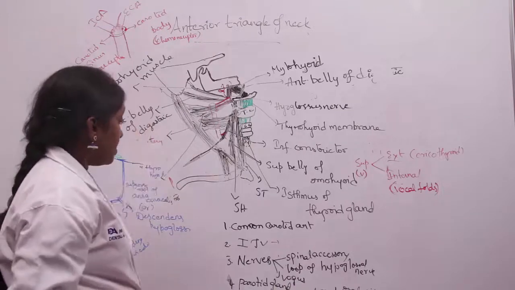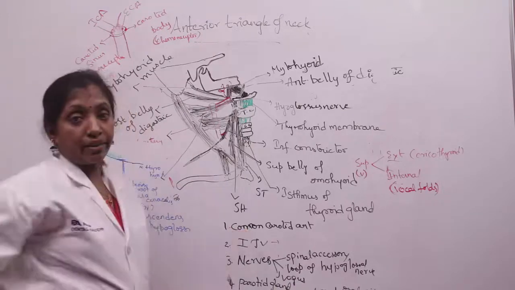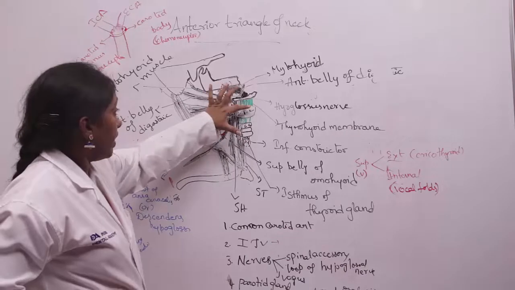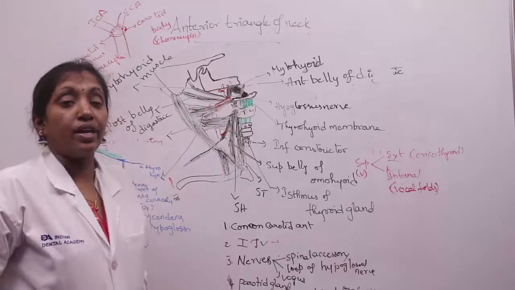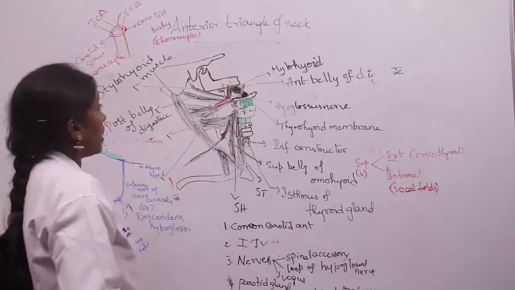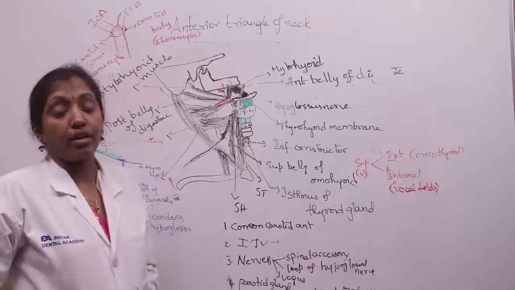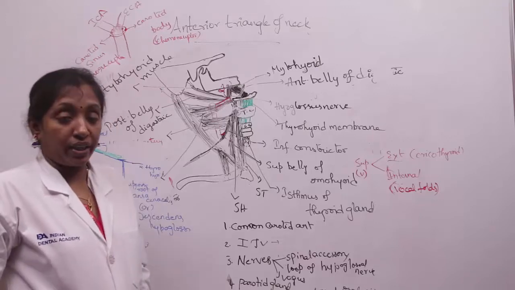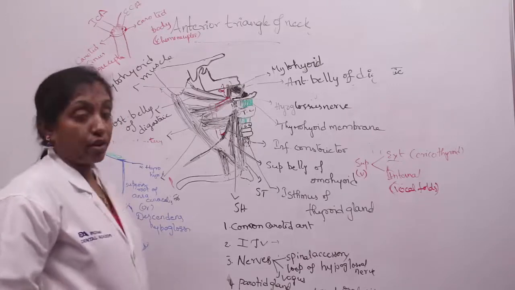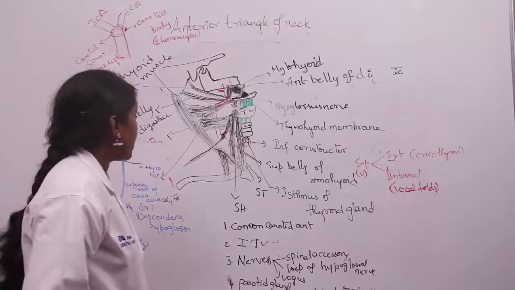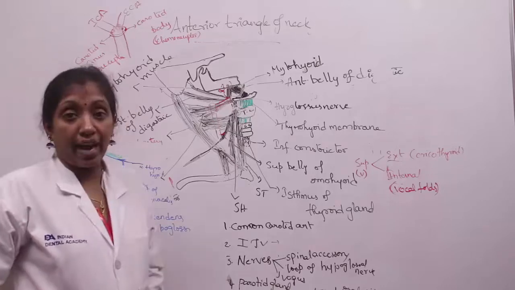And coming to the contents, the common carotid artery at the level of the upper border of thyroid cartilage divides into the external carotid artery and internal carotid artery. The internal carotid artery enters the base of the skull, and it enters the brain through the carotid canal and supplies the major part of the brain. The external carotid artery supplies mostly the head and neck region.